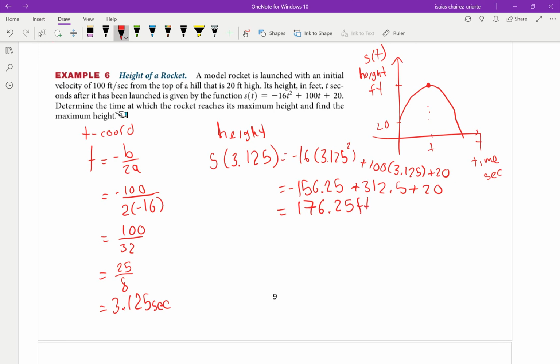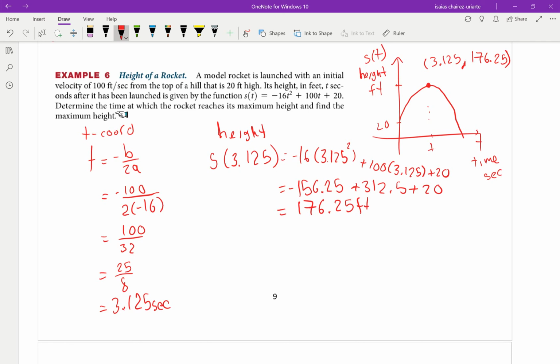So it turns out that the vertex, in this application, has a t-coordinate of 3.125, which corresponds to the time, and a y-coordinate of 176.25, which corresponds to the height.